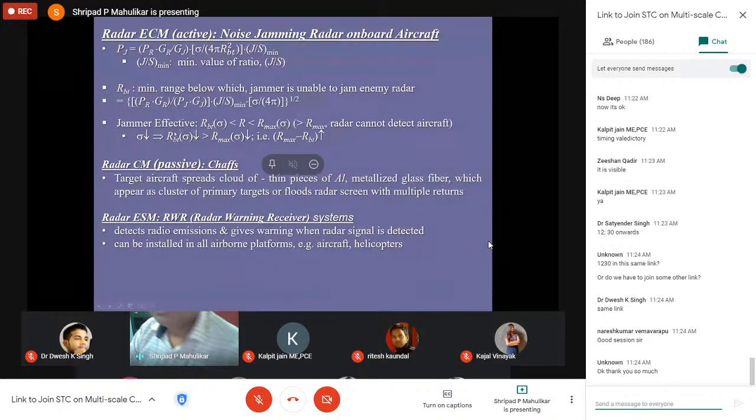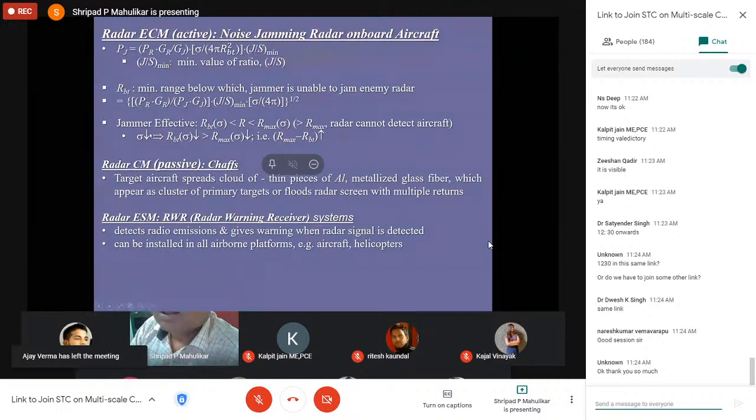By reducing the RCS, the burn through range is reduced and the radar detection range is reduced, but the burn through range reduces at a faster rate than the radar detection range. As a result, the range in which the jammer is effective, that is the difference between the radar detection range and the burn through range, is going to increase with reduction in the RCS. So with reduction in the RCS, the range of effectiveness of the jammer onboard an aircraft, which is an active electronic countermeasure, is going to increase.